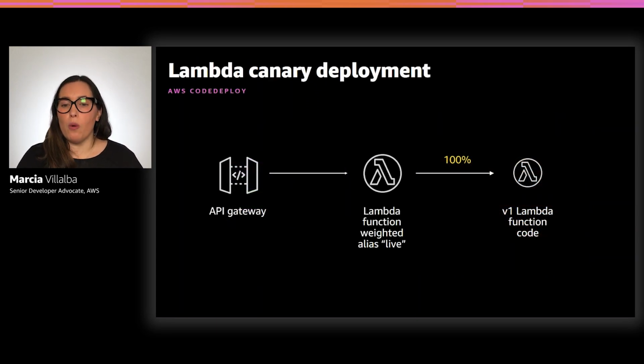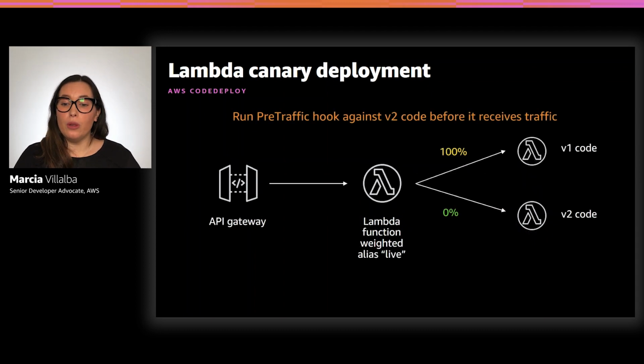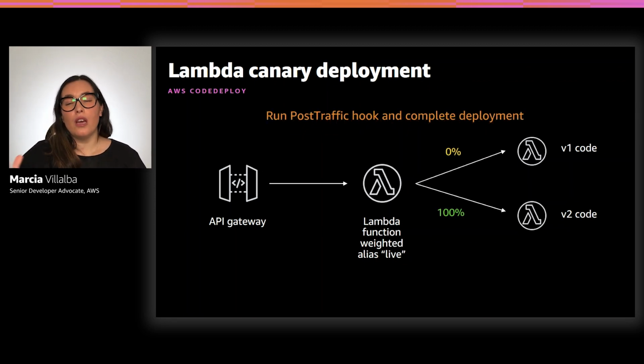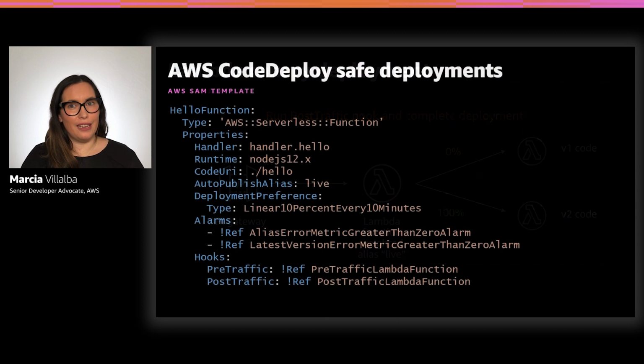So you have version 1 deployed, that is receiving 100% of the traffic. Then you deploy version 2 and you run integration tests against it. If nothing fails, then you are going to allow 10% of the traffic and monitor for any alarm. And then if everything is good, you move all the traffic to version 2 and then you run integration tests against it. And then you're done.